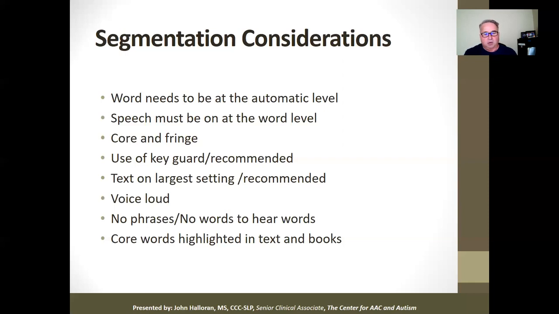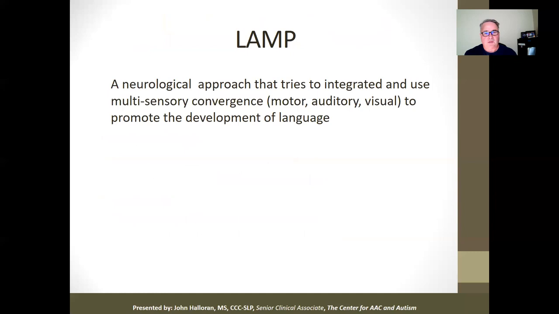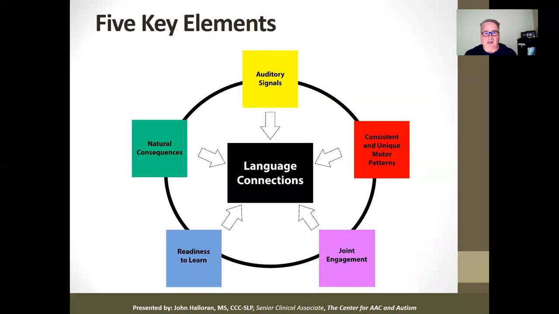So just so you know, you want a word-based system, no carrier phrases, no phrases like I feel, and then up comes sad. You want to see the core words highlighted in text and in books and in their environment. It is very beneficial for them to have screenshots that label their environment. So just so you understand, again, LAMP is a neurological approach that tries to integrate the use of multisensory convergent input to promote the development of language.